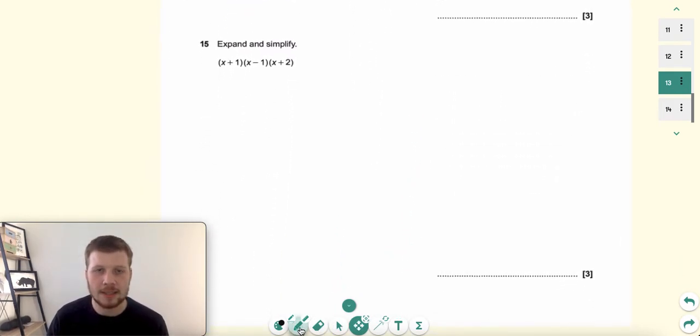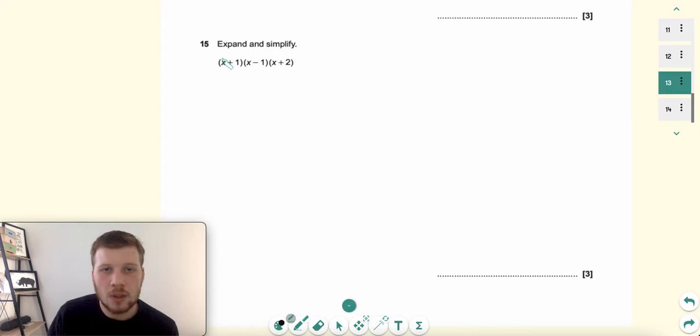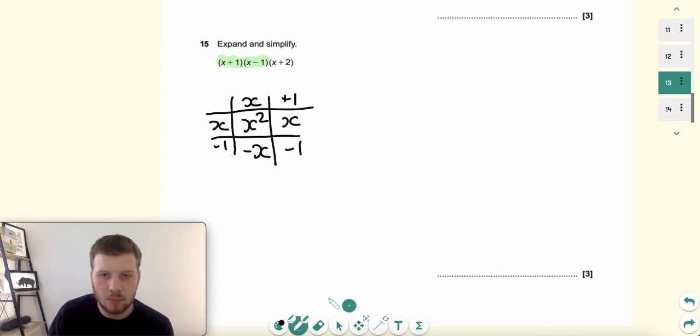Question 15: expand and simplify (x plus 1)(x minus 1)(x plus 2). Something lovely happens when you expand x plus 1, x minus 1. We should notice a difference of two squares, but if not, I'm going to expand it out properly using the grid method. We end up with x squared, an x, a negative x, and a negative 1. What we should notice is that the negative x and x cancel each other out. So x plus 1 and x minus 1 expand to x squared take away 1.